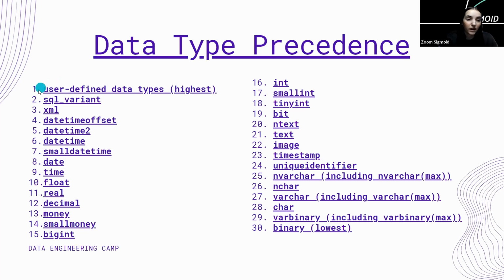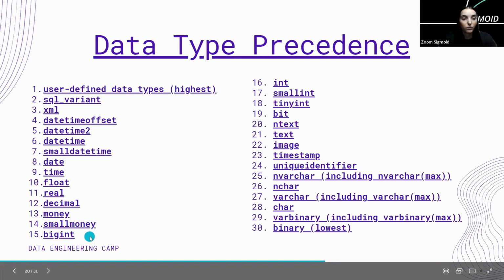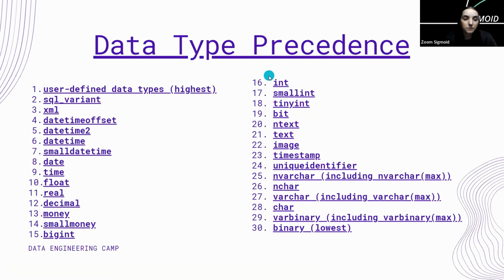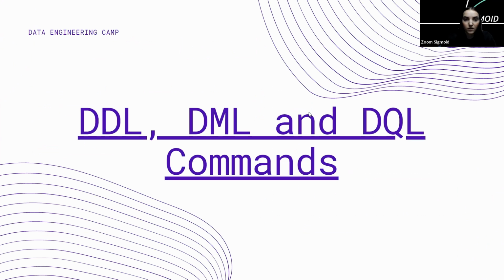So here we have the highest precedence, and moving one by one, we go to lower and lower precedence. So if we have, for example, an int and a float in some calculations, this int will be converted automatically to float, and the calculations will be performed, and so on. So I think that's it with data type precedence. Let's move next to data definition language, data manipulation language, and data query language.